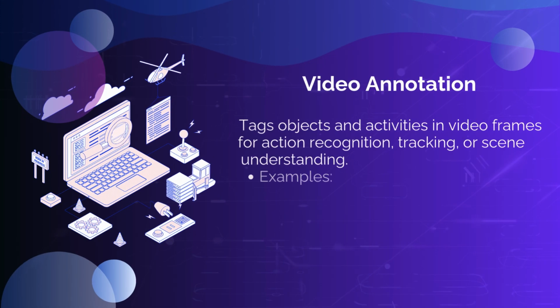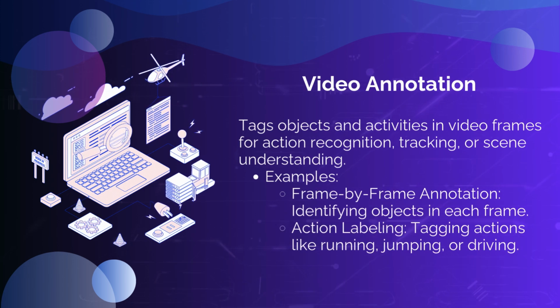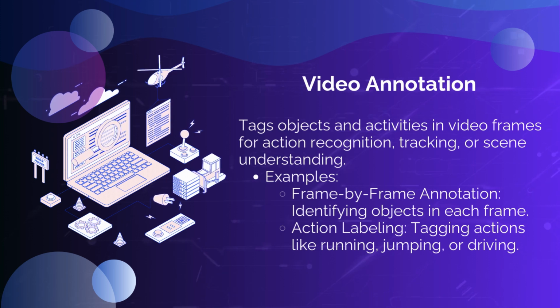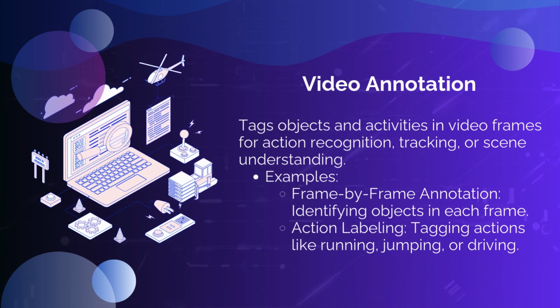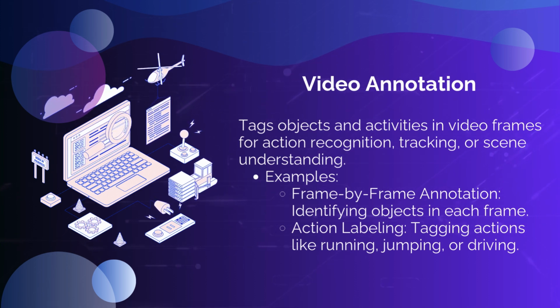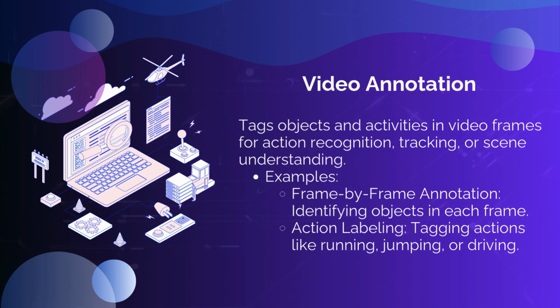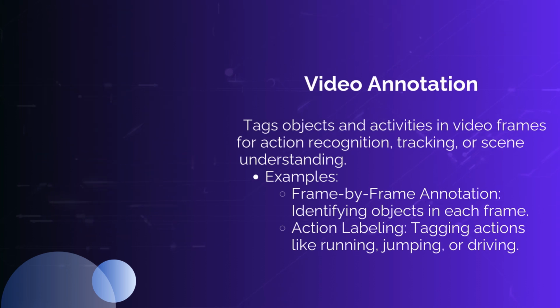Fourth is video annotation. Video data is labeled to tag objects and actions for tasks, like action recognition or tracking. Some examples are labeling objects in every frame of a video, or action labeling, tagging activities like running, jumping, or driving. And number 5 is 3D data annotation.